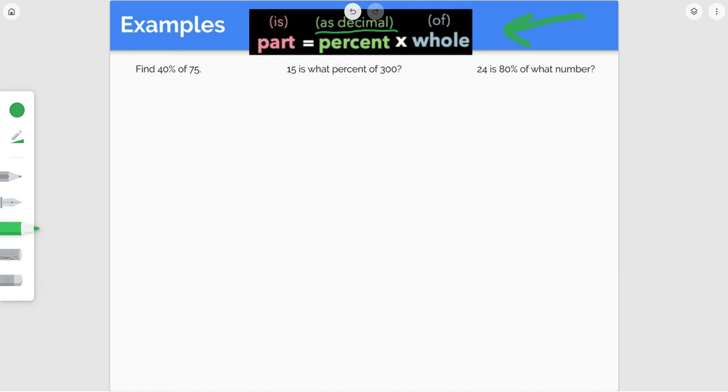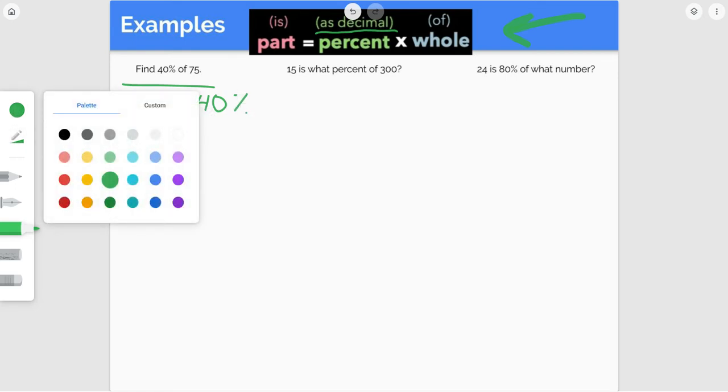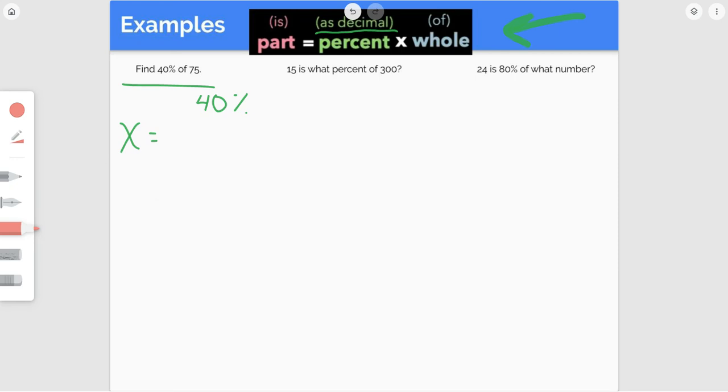So the first one, find 40% of 75. So we're taking just 40% of 75. So that tells me I'm trying to solve for the part. So that's in pink at the top. So my part is going to be my x for right now equals my percent. I know I have 40%, but I got to remember I need to write it as a decimal. So when I am changing a percent to a decimal, I want to divide by 100 or move my decimal point 2 times to the left.